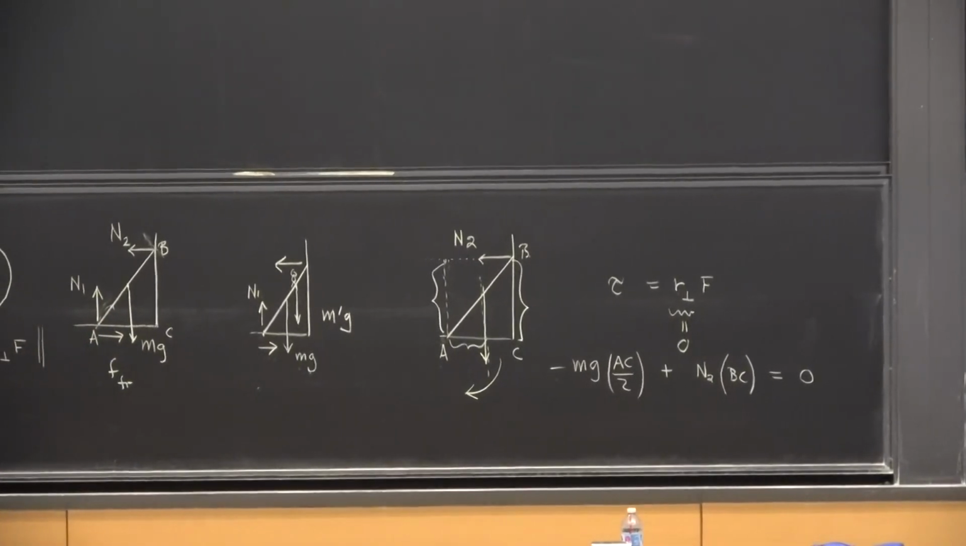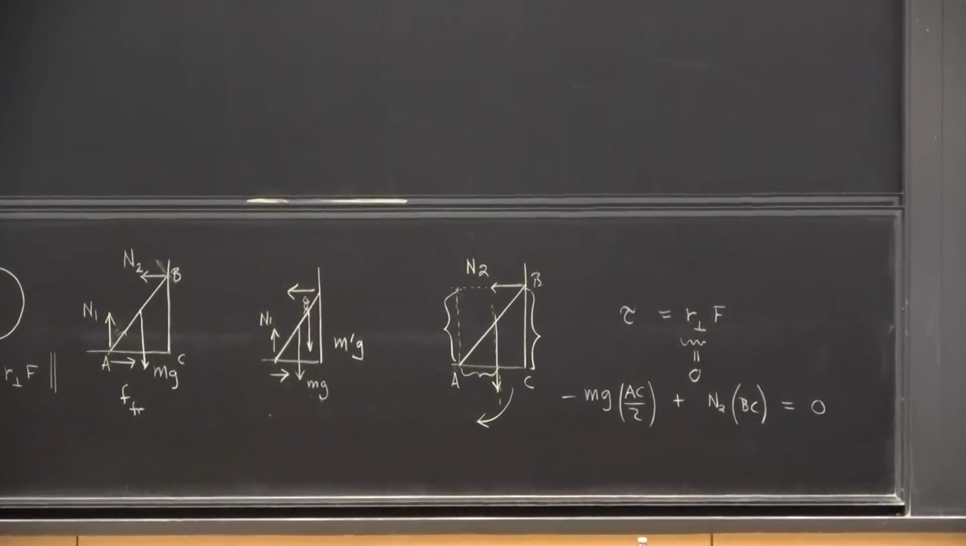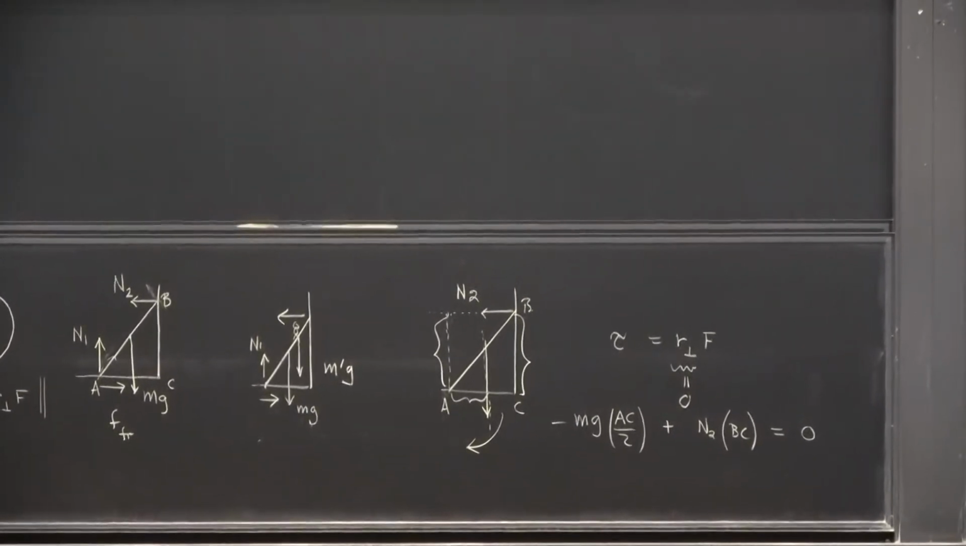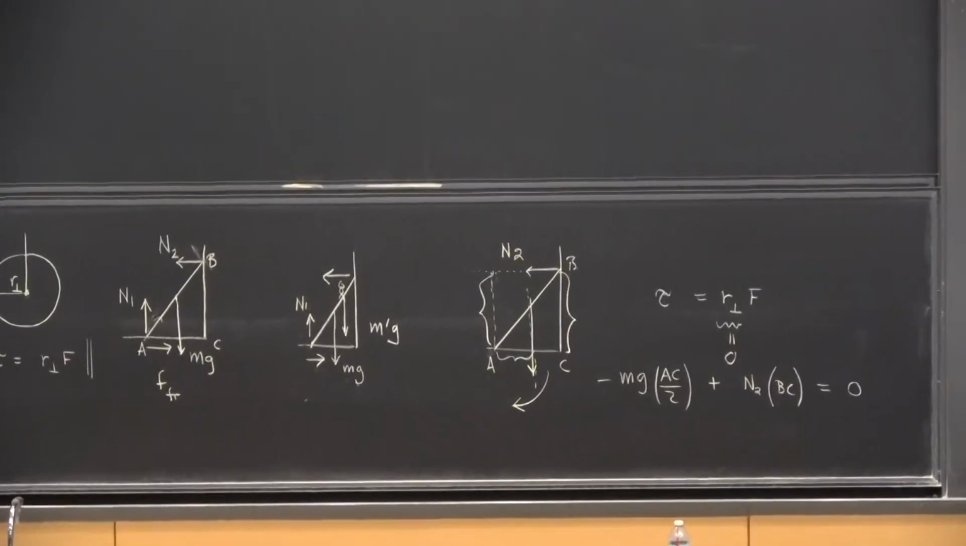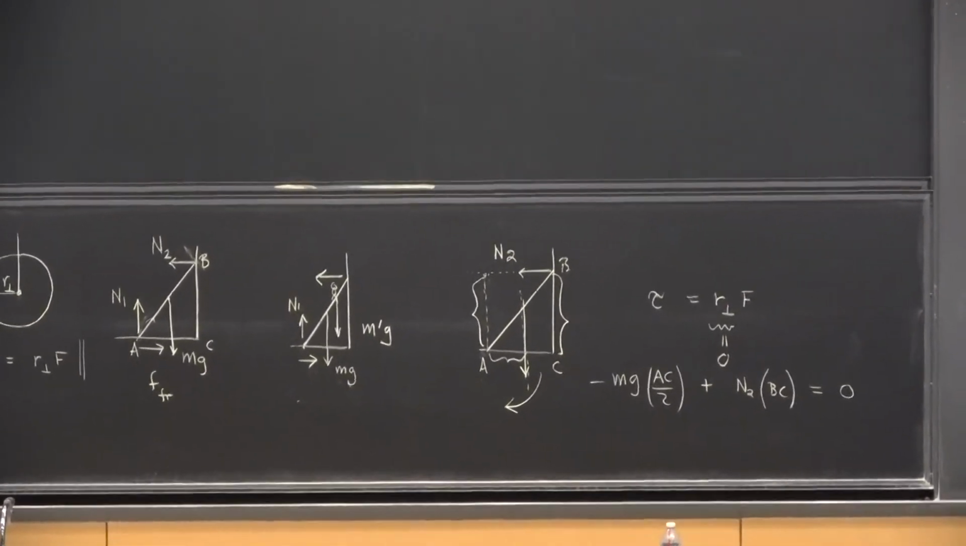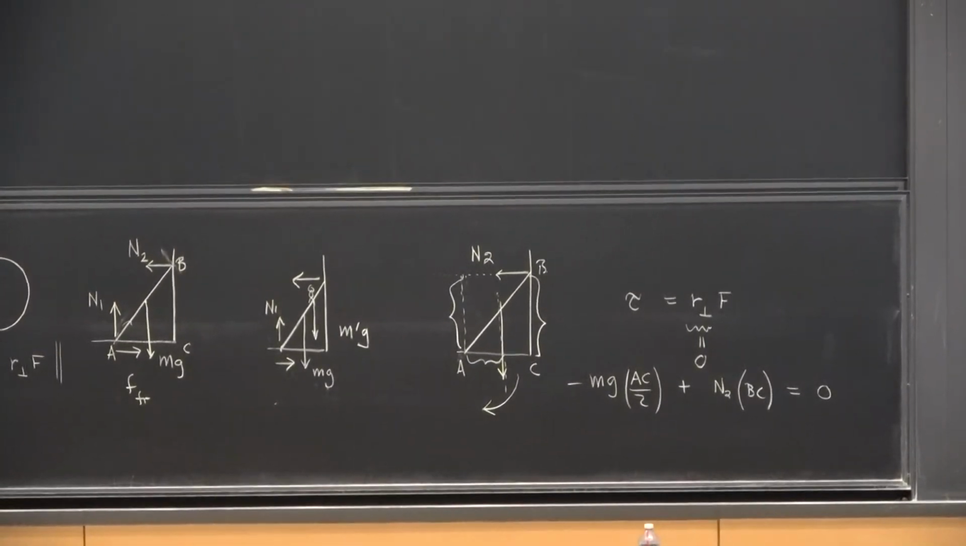So if the force of friction is passing through A, then the perpendicular distance of the force of friction with respect to A is 0. And same with N1.